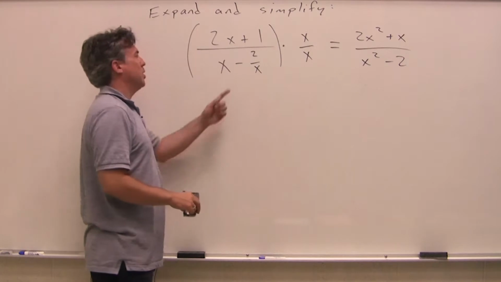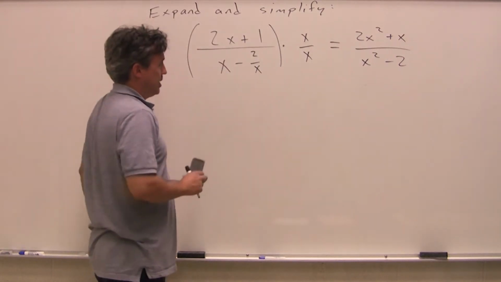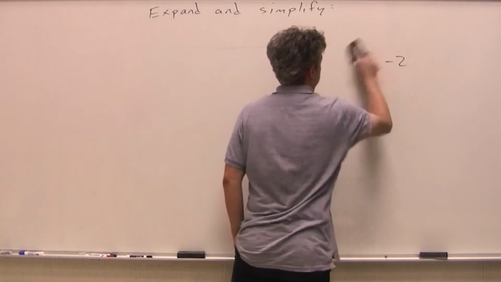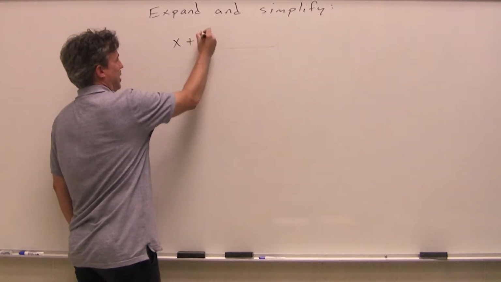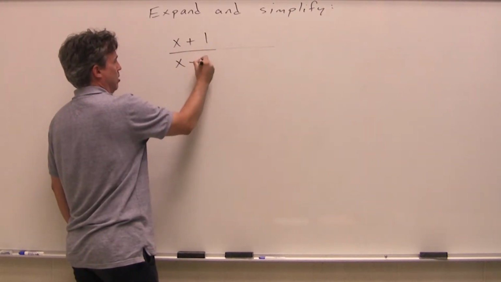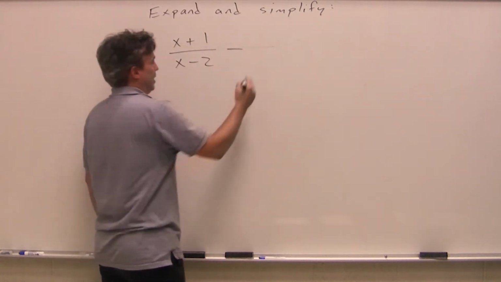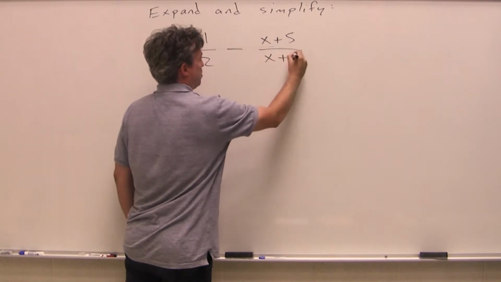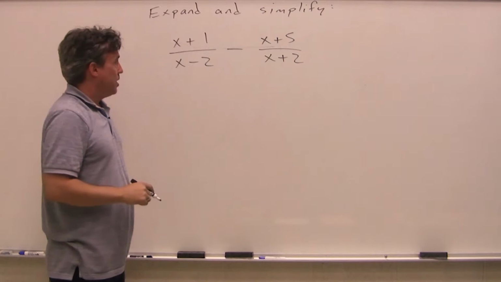What if I had a situation where I had 2 of these fractions and I wanted to add them together? That's the last of the examples I want to do here. We could have, for example, x plus 1 over x minus 2. And then let's say I'm subtracting x plus 5 over, let's say, x plus 2. Okay? How am I going to make progress on this?